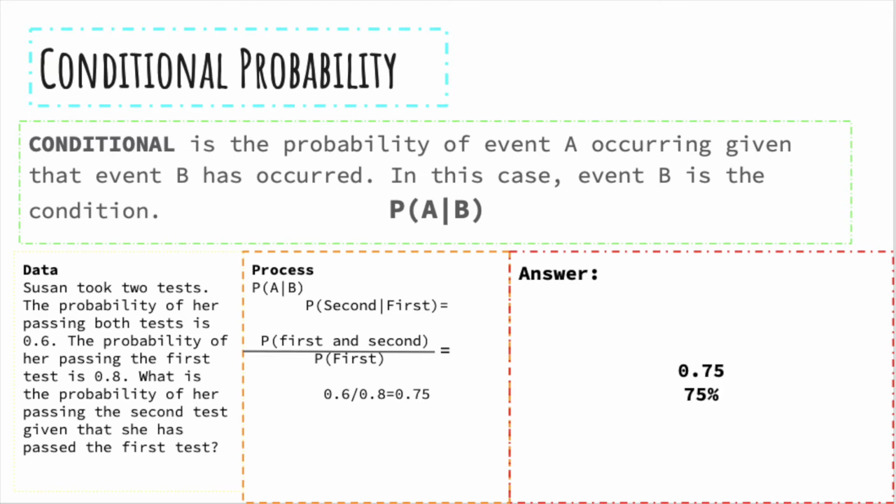For example, Susan took two tests. The probability of her passing both tests is 0.6. The probability of her passing the first test is 0.8. What is the probability of her passing the second test given that she has passed the first test? Okay, so you have to divide the probability of her passing the first and second test by the probability of her passing the first test. You do this and it gives you 0.75, and that's the answer.